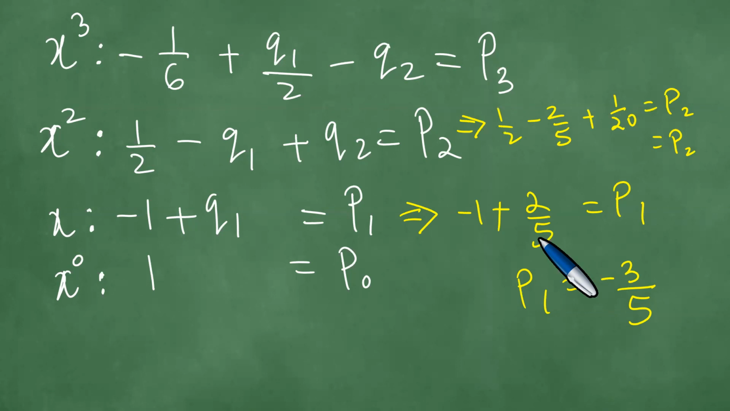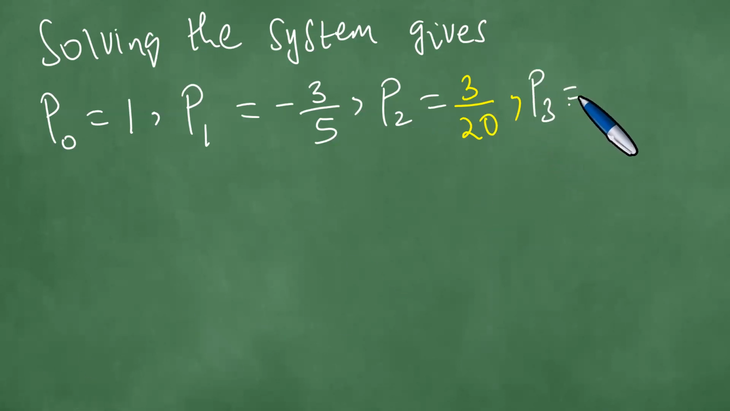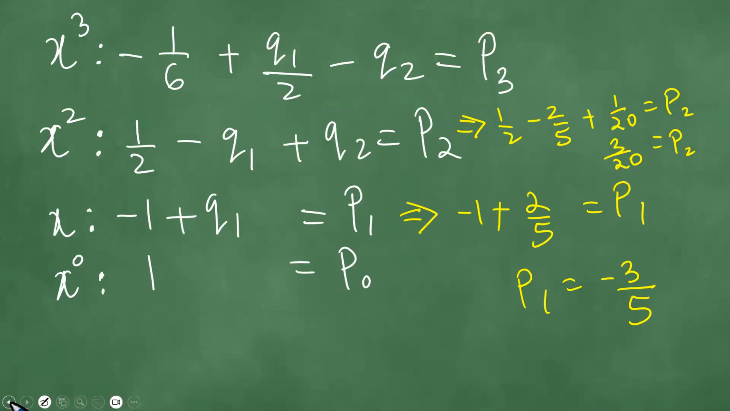It is 3/20. P2 is 3/20. This is the correct answer. That's P2. Then now we're going to focus on P3. Right, so P3 is going to become what?